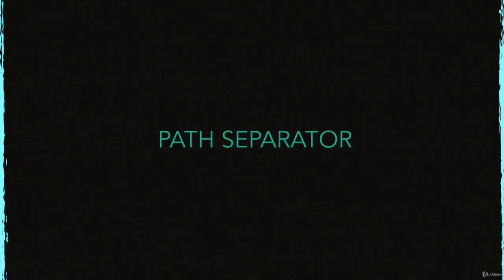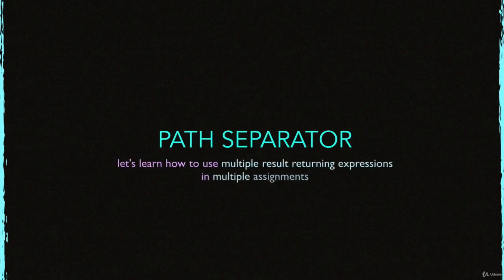Welcome. This lecture is about building a program that can split the given URL path into its parts. Along the road, you will also learn about three things. You will learn a new package from the Go standard library called path, and you will learn how to use multiple result returning expressions in multiple assignments. And lastly, you'll learn about discarding one of those values.